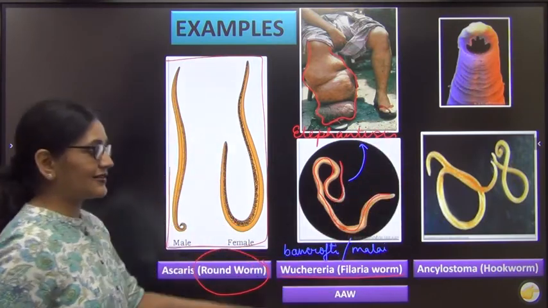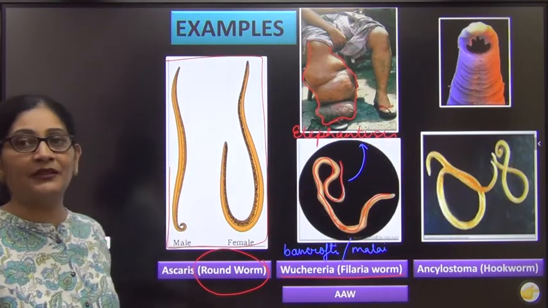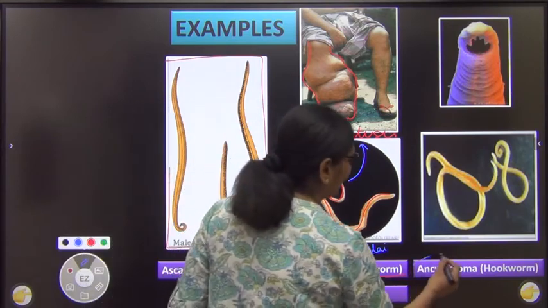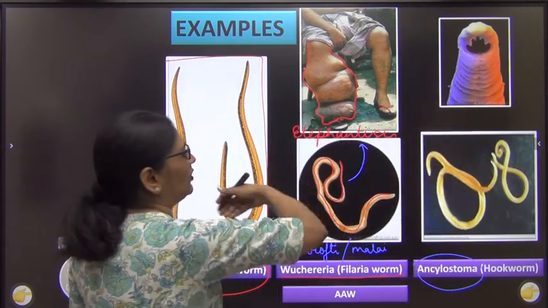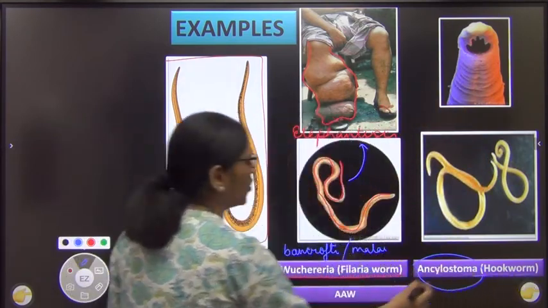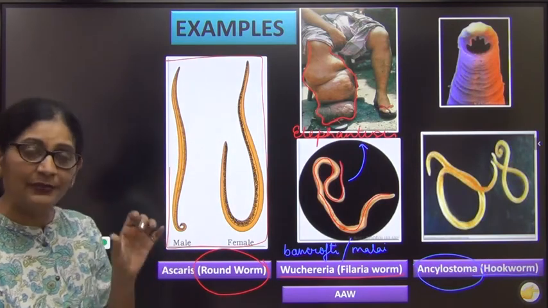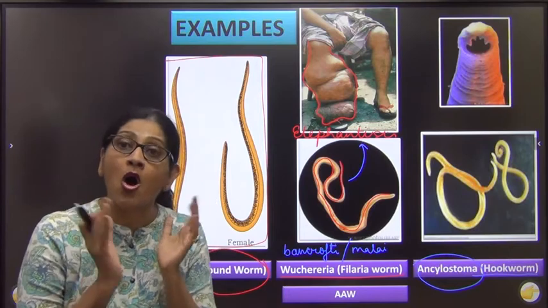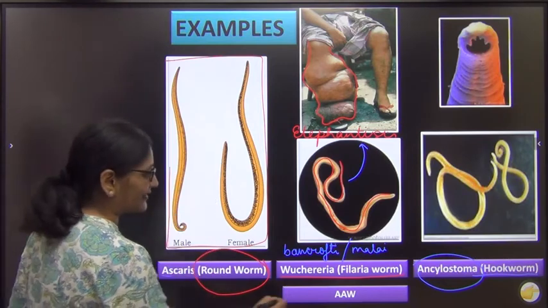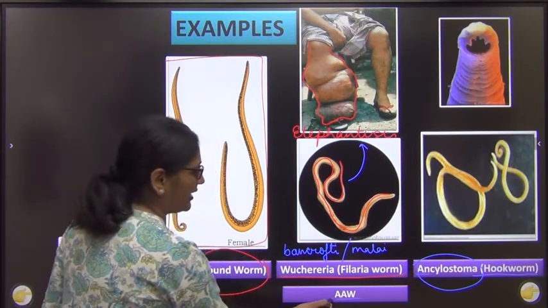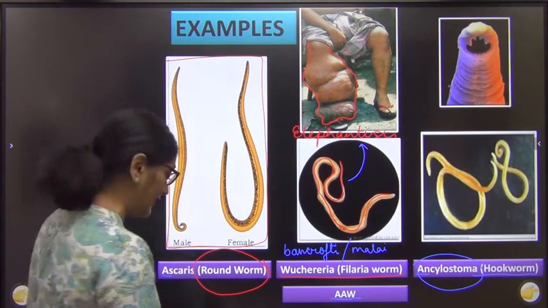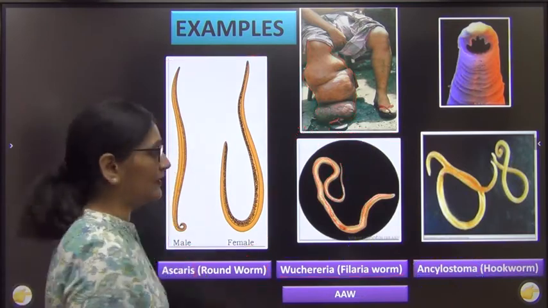Right? Now let us come to the third example that we have to study. This is called Ancylostoma. They all look alike. The common name is hookworm. Okay, so I will give you one abbreviation for how to learn: O, Ascaris, Ancylostoma and Wuchereria. Right, so this is a good way to learn it.